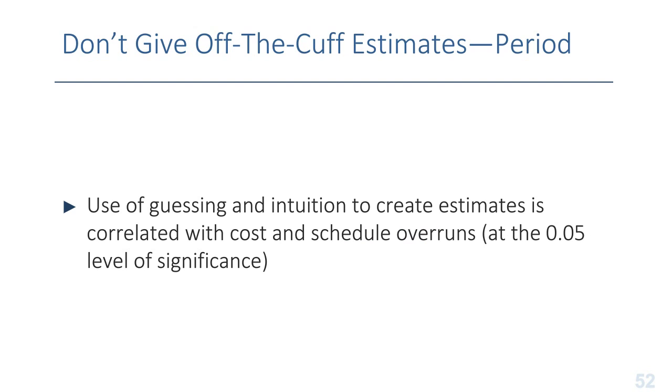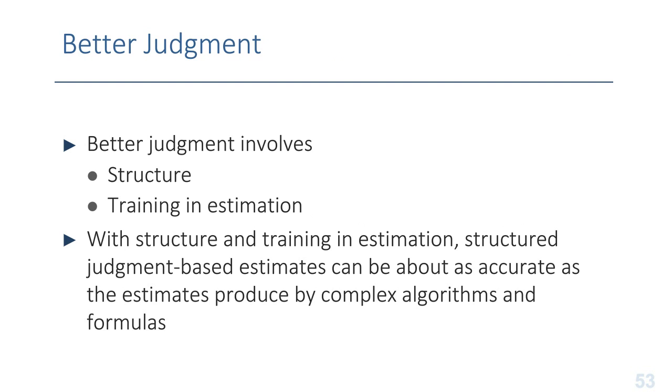This is problematic because what we end up with then is essentially experts who are experts in something giving what are effectively off-the-cuff estimates. And what we've seen is that the use of guessing and intuition, which is essentially an off-the-cuff estimate, to create estimates is correlated with cost and schedule overruns at a statistically significant level. So if you create an estimate for a project and you're doing it on the basis of intuition or guessing or gut feel off the cuff, then the project is probably going to overrun the estimate that you create that way.